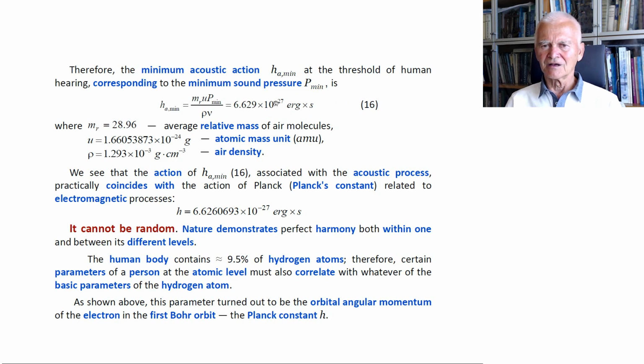6.629 multiplied by 10 to the power minus 27 erg second, where mr is the average relative mass of air particles, u atomic mass units, and ρ air density. Here is the value of this parameter. This minimum acoustic action associated with the acoustic process practically coincides with the action of Planck, the Planck constant related to the electromagnetic process. You can compare this value and dimensionality. So it's the same. It cannot be random. Nature demonstrates perfect harmony, both within one level and between its different levels.